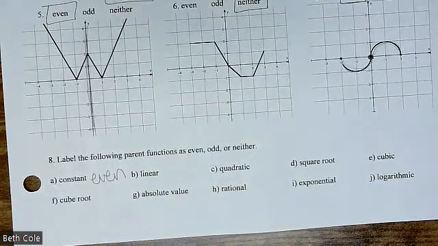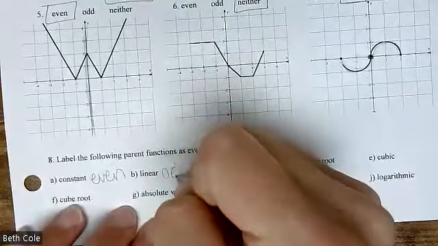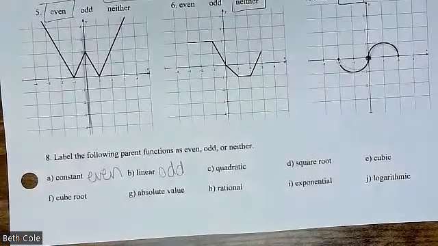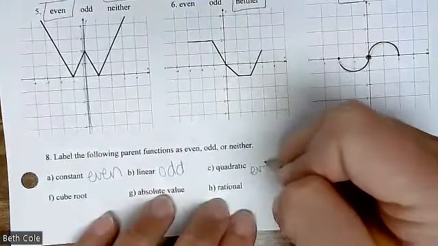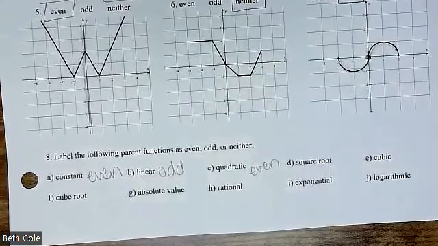Imagine your linear parent function. It's going to go through the origin and have a slope of 1. So that would be odd. What's in quadrant 1 goes down to quadrant 3. All right, quadratic, actually already did that one for you. Even, I used that as the example at the top.